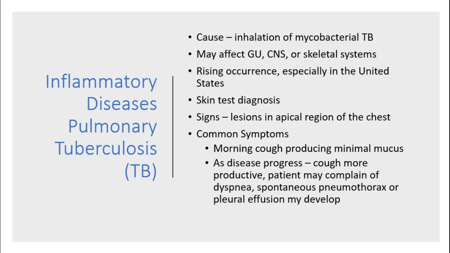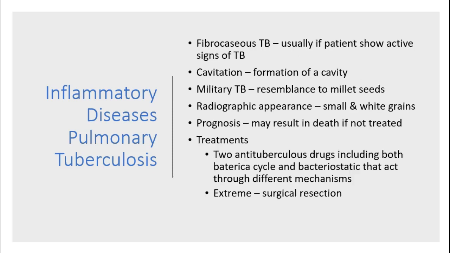So the signs are lesions in the apices of the chest, and the symptoms are morning cough with mucus, minimal mucus. As the disease progresses, the coughs become more productive. Patients complain of shortness of breath, and spontaneous pneumothorax or pleural effusions may develop, and night sweats are another one that they don't have listed, but night sweats are common also.